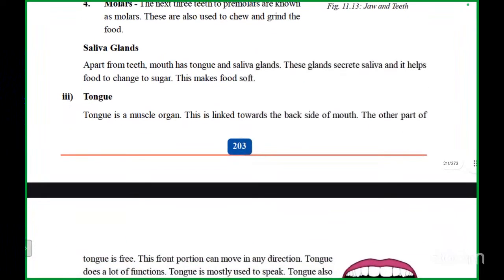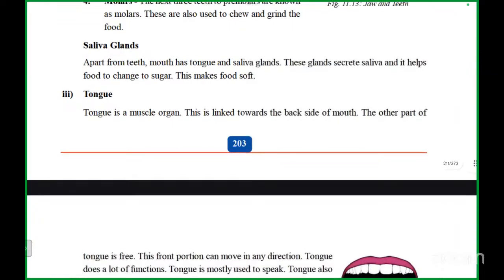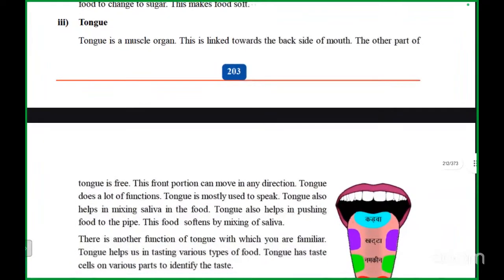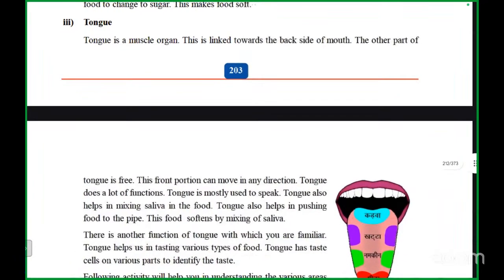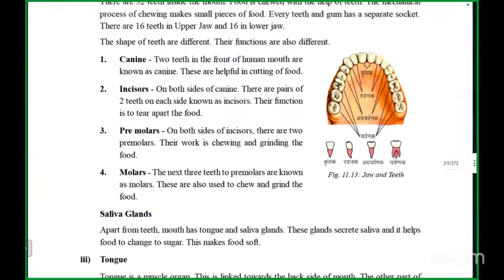Then there are also saliva glands in our mouth. These glands secrete saliva. What saliva does is it helps in chewing the food and in mixing the food, breaking it into smaller parts. The food changes to sugar and becomes soft when it goes inside our food pipe. Then there is the tongue. These are the components of the mouth, the things that are inside the mouth.